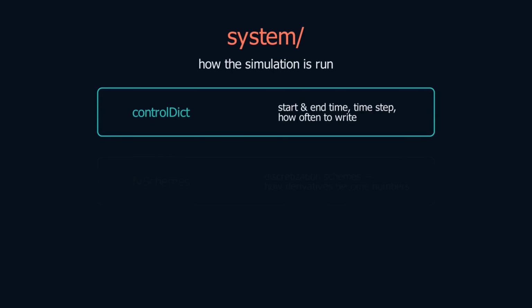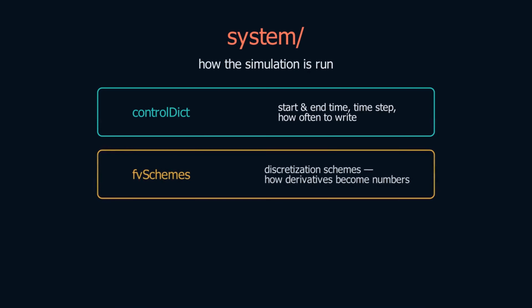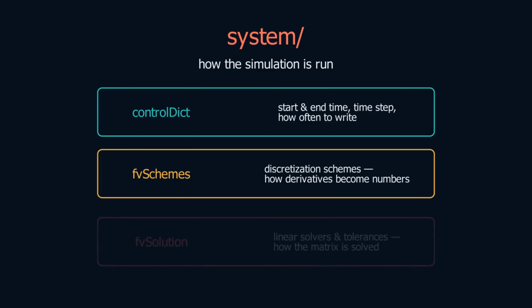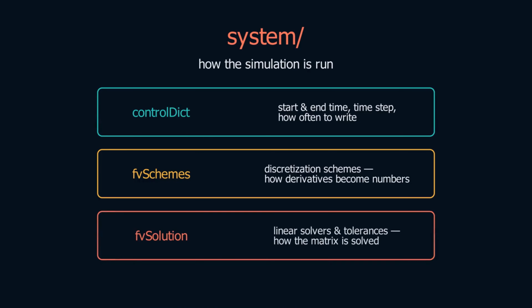fvSchemes is where the finite volume method lives. It picks how each derivative in the equations is turned into arithmetic. We'll spend all of phase 1 right here. And fvSolution chooses the linear solver and its tolerances, how the giant matrix gets solved each step. Phase 3 digs into this one.